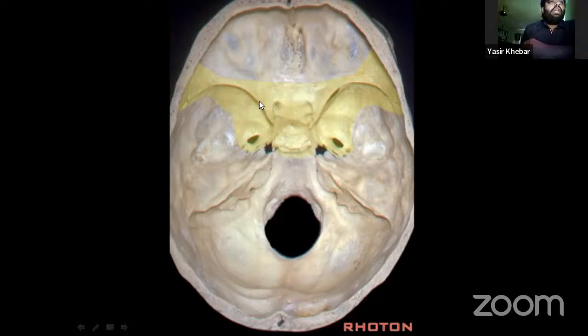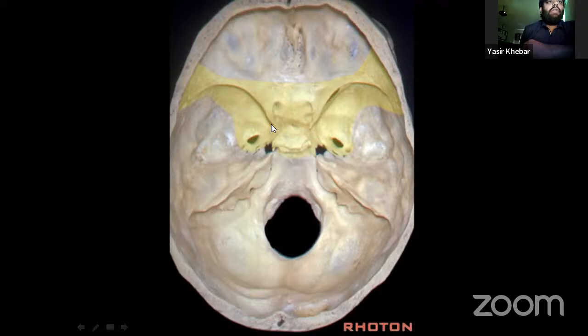So the lesser wing of sphenoid divides the anterior cranial fossa from the middle cranial fossa. In the center, in the body of sphenoid, we have various portions. This central depression is the sella turcica, which houses the pituitary gland. Anterior to it, this depression is the limbus sphenoidale, and anterior to it is the planum sphenoidale. This elevation is the tuberculum sellae, and this posterior elevation is the dorsum sellae.